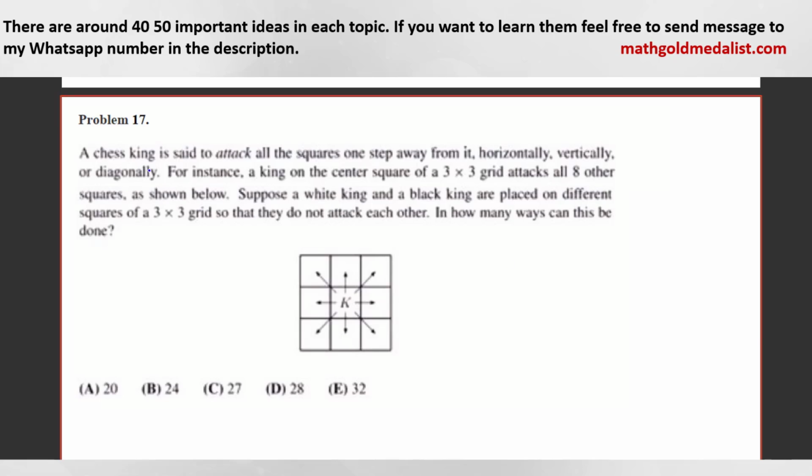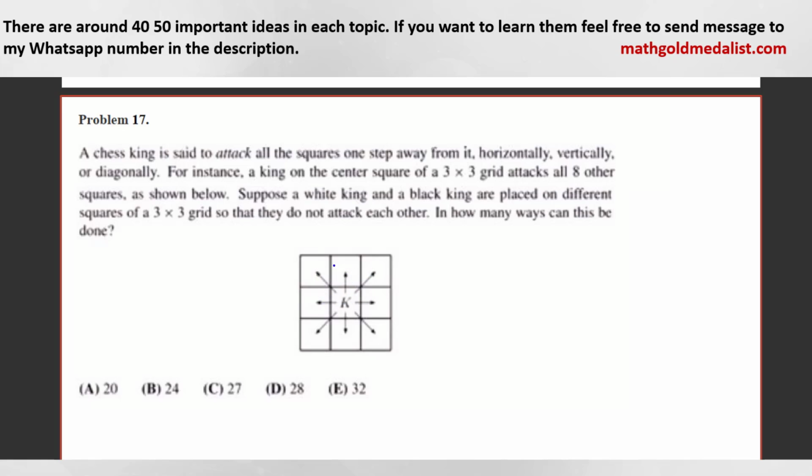Problem 17. A chess king is said to attack all the squares one step away from it, horizontally, vertically, or diagonally. For instance, a king on the center of a 3x3 grid attacks all 8 other squares here. For example, if the king is here, it attacks how many cells? 1, 2, 3. If the king is here, it attacks how many cells? 1, 2, 3, 4, 5.